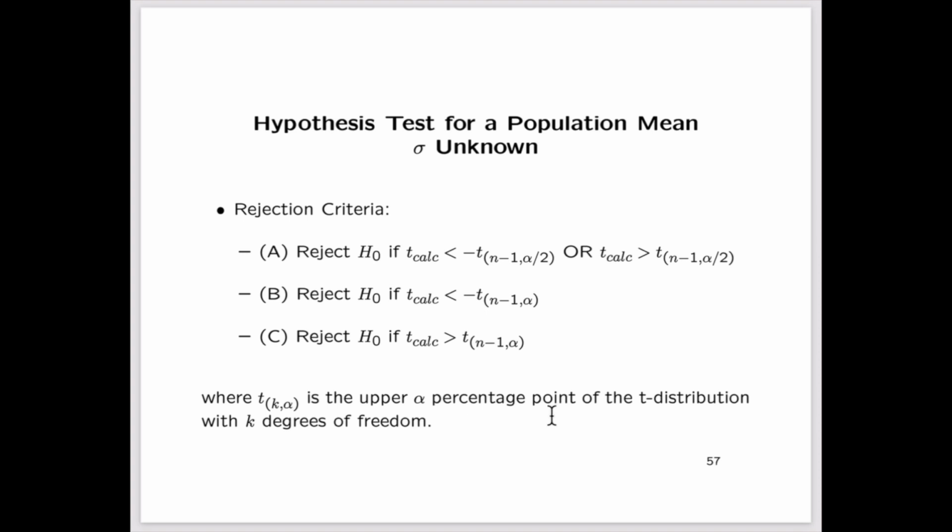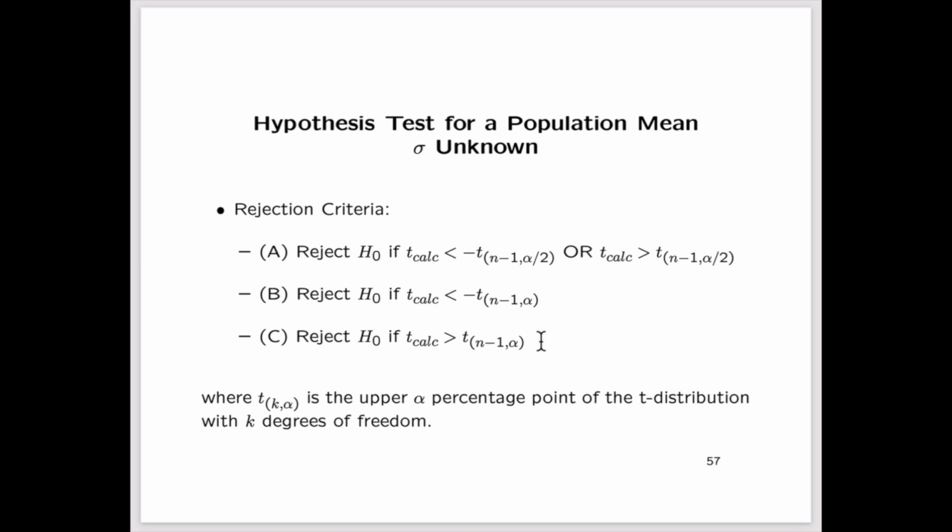Okay, and so the rejection criteria looks similar to what we did for the z-test. However, again, we're getting our critical points from the t-table. So for the two-tailed test, we're going to reject if t-calc is either really small or really big. Those are the thresholds, or the critical points. If we're performing the left-tailed test, then we're going to reject the null hypothesis for small values of t-calc. And if we are performing the right-tailed test, then we're going to reject the null hypothesis for large values of t-calc.